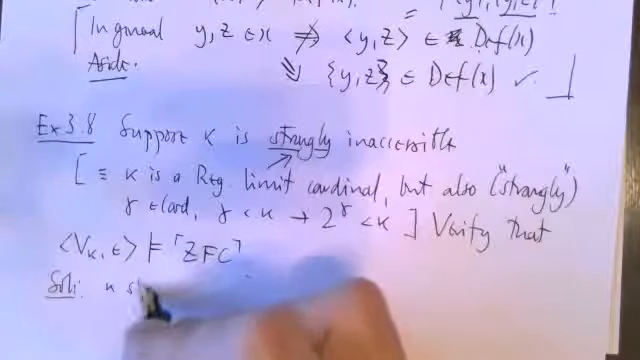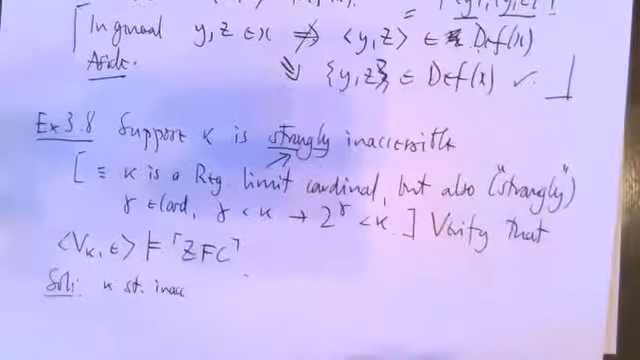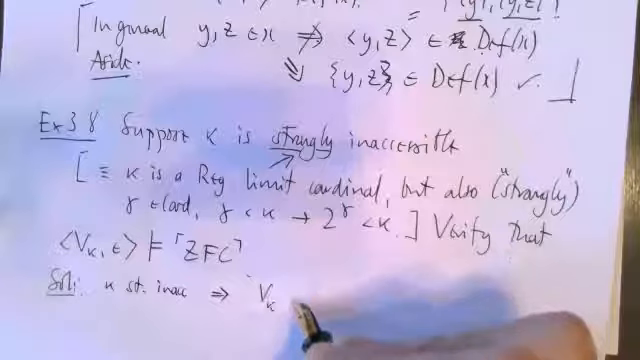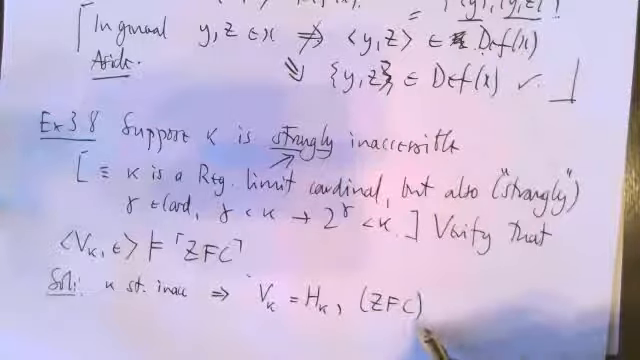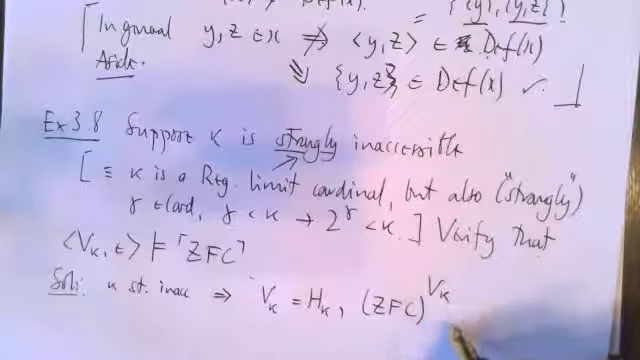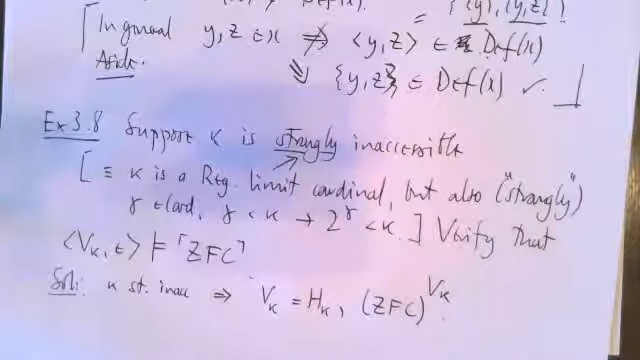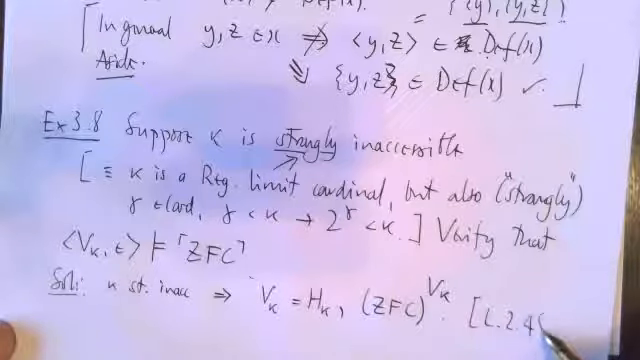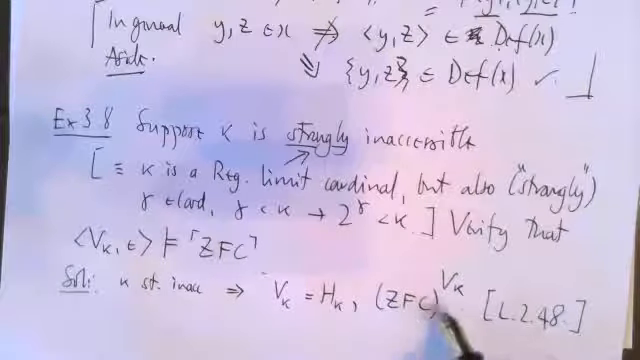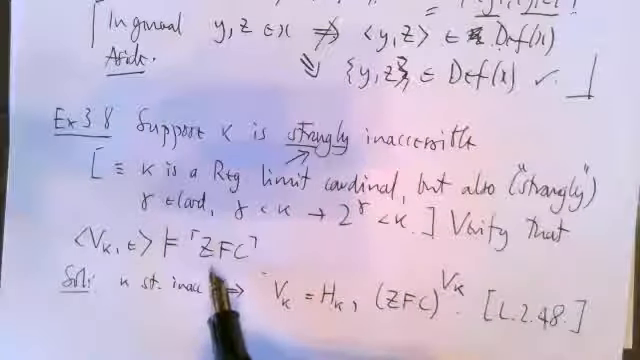If kappa is strongly inaccessible, we saw that this implied that V kappa equals H kappa, but also all the axioms of ZFC held in V kappa. This was lemma 248. So the relativizations, all the axioms hold in V kappa. But that's not exactly what this says. But it's close, and that's what the correctness theorem tells us.